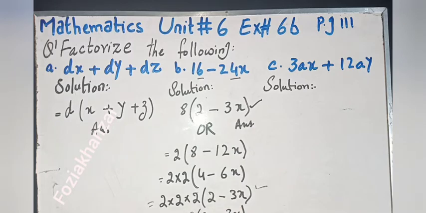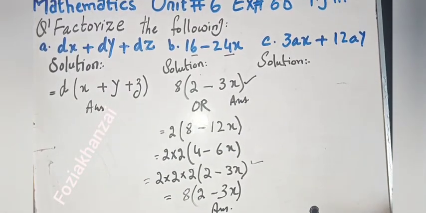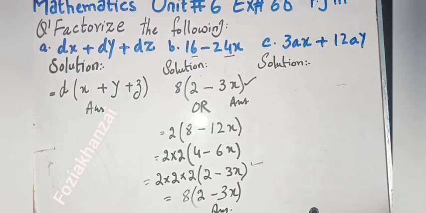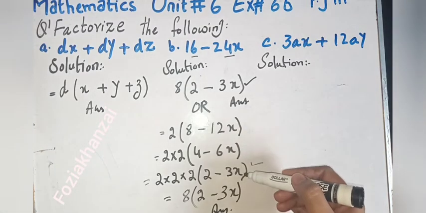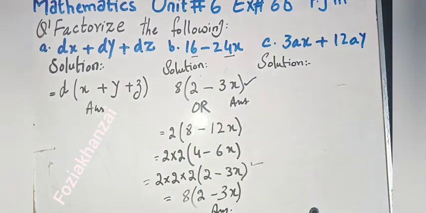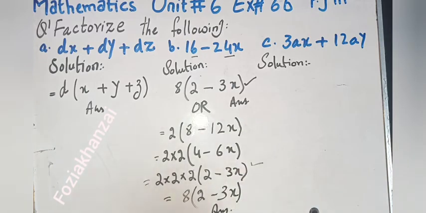Girls, it's up to you, copy any one. The first one is a direct method. The second one, solve within 4 steps: first step, second step, third step and fourth step. But both answers are the same. 8, round bracket open, 2 minus 3x.